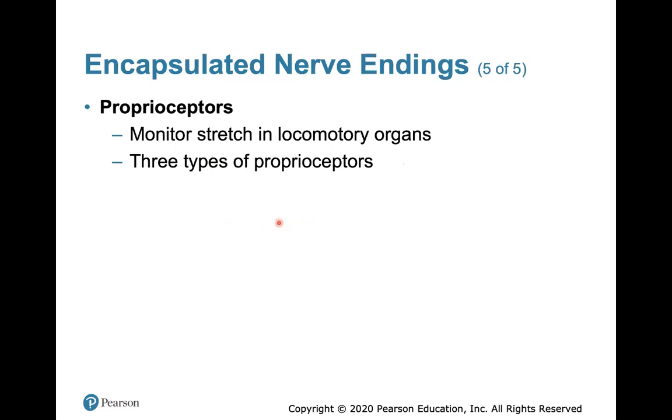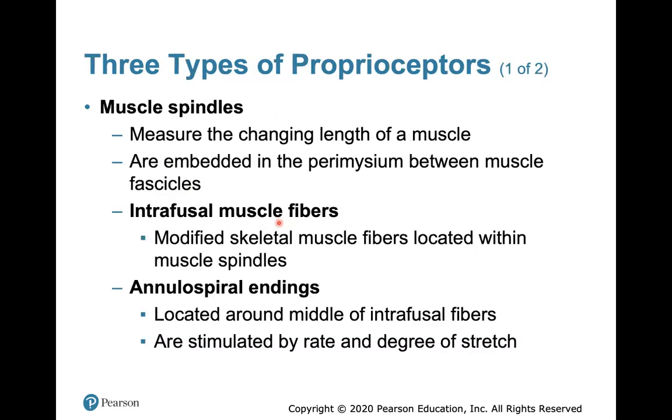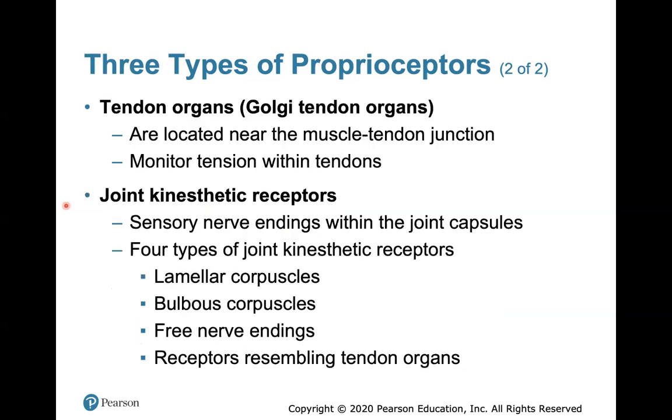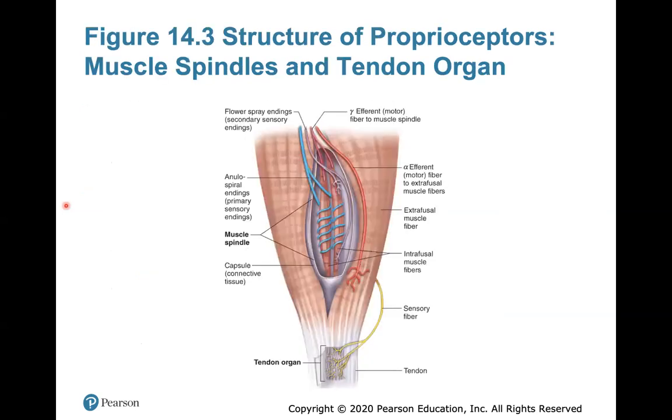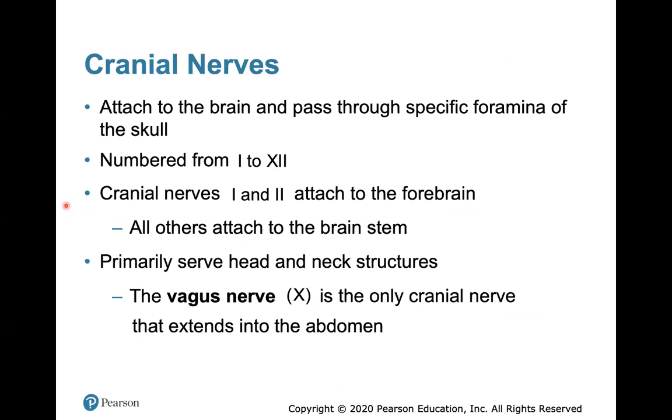They monitor stretch, and there's three types. And the muscle spindles are the big one that measure the changing length of a muscle. Muscle spindles are important because you'll learn about them more in physiology as well. You have tendon organs and joint kinesthetic receptors that you don't need to know as much, but the muscle spindles will monitor the degree of stretch in a muscle, and they will help with the stretch reflex of the muscle. The next couple slides are all about the 12 cranial nerves.